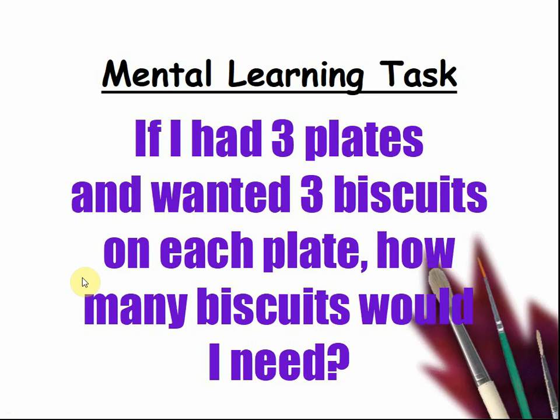If I had 3 plates and I wanted 3 biscuits on each plate, how many biscuits would I need? You can pause the video while the class works this out. It would be 3 lots of 3, or 3 plus 3 plus 3, which equals 9.